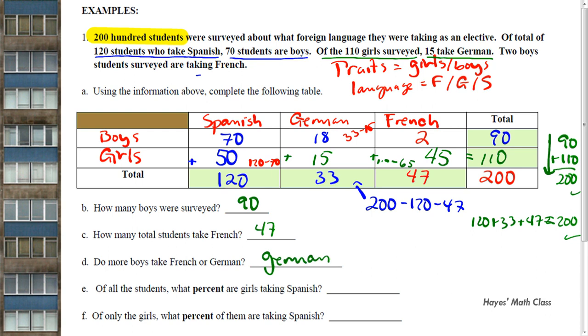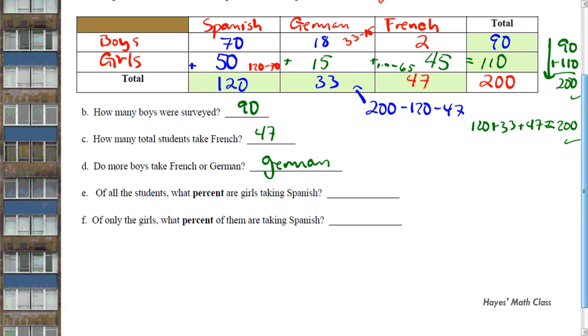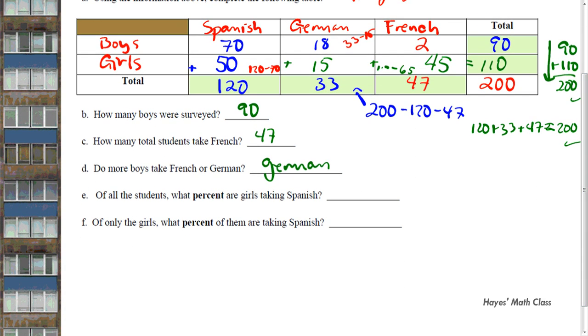Of all the students, what percent of girls are taking Spanish? Notice I have percent bolded here. That means, again, it's going to be part percent. That means for every 100. For those of you in French class, speaking of it, cent, 100. Percent, for 100.